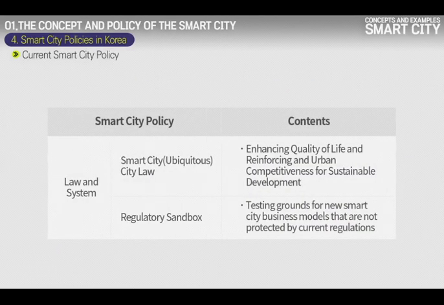The Smart City Law System has Smart City Law and a regulatory sandbox. Through these laws, innovative technologies can be applied to cities by easing regulations in order to achieve the primary aims of enhancing the urban competitiveness and quality of life.